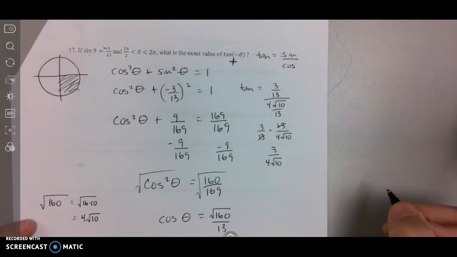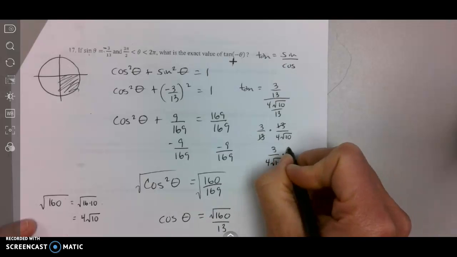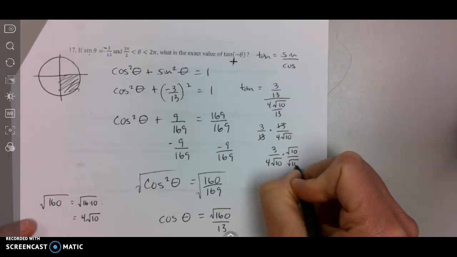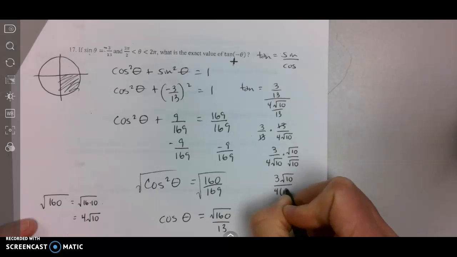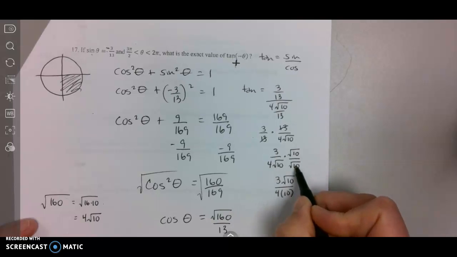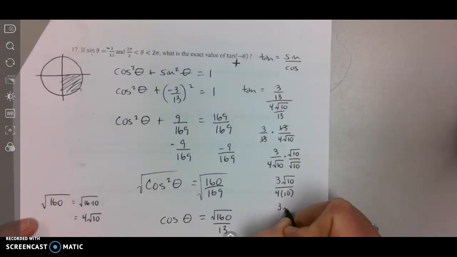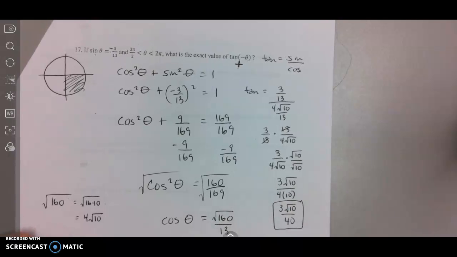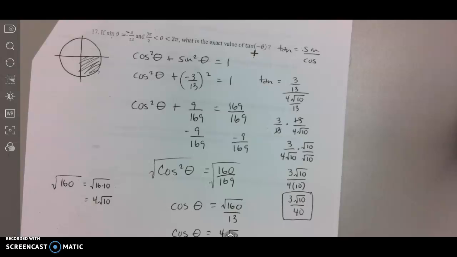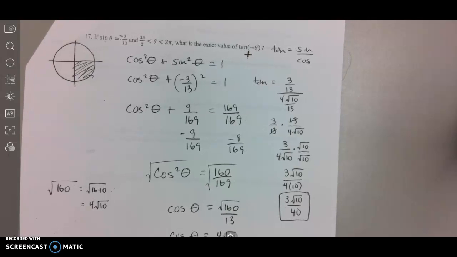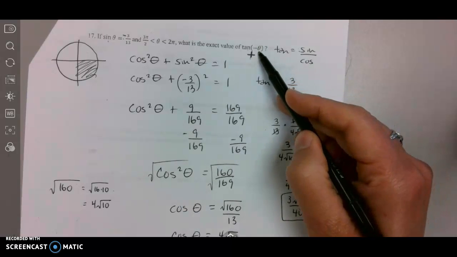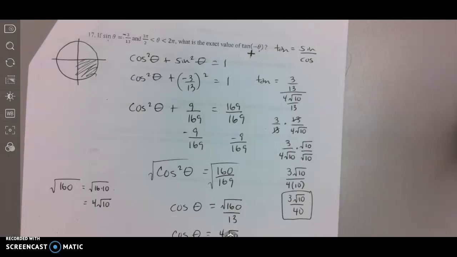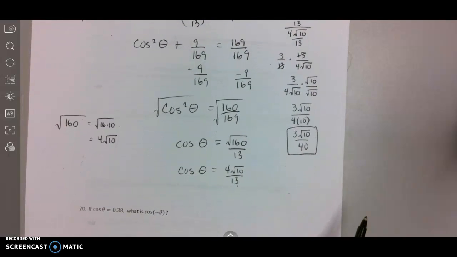Can't write that though as my final answer because I need to get rid of that radical in the denominator. And I end up with 3 square root of 10 on the top and 4 times 10 on the bottom, because square root of 10 times square root of 10 is 10. So 3 square roots of 10 divided by 40. That's my final answer for the tangent of the opposite of theta. And I know it's positive because I figured that out up here, so I didn't have to worry about that later on.